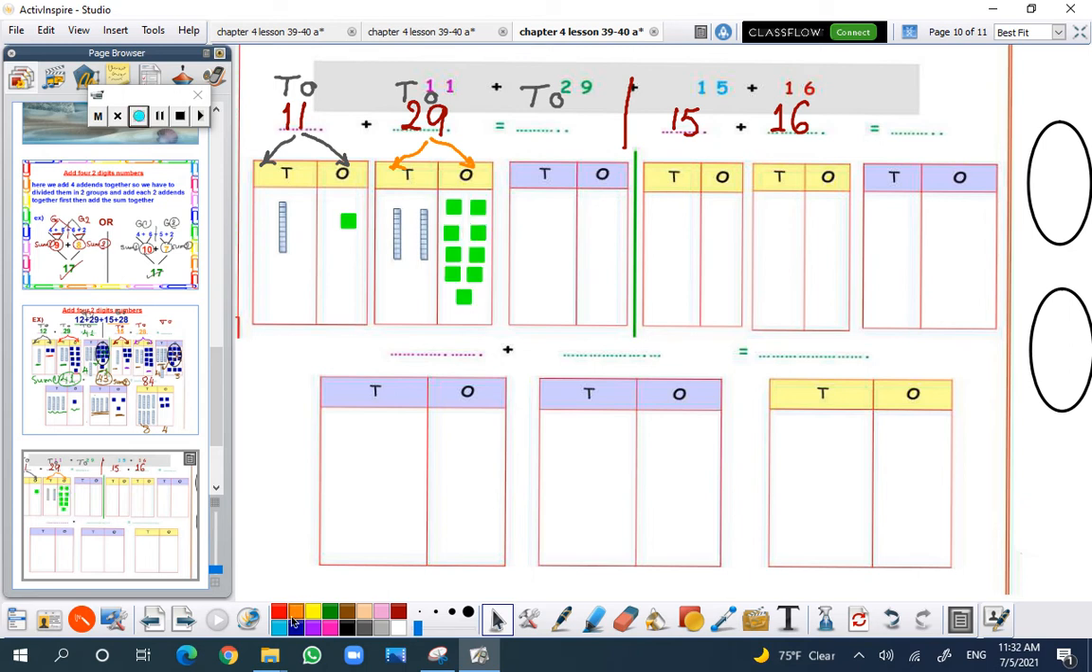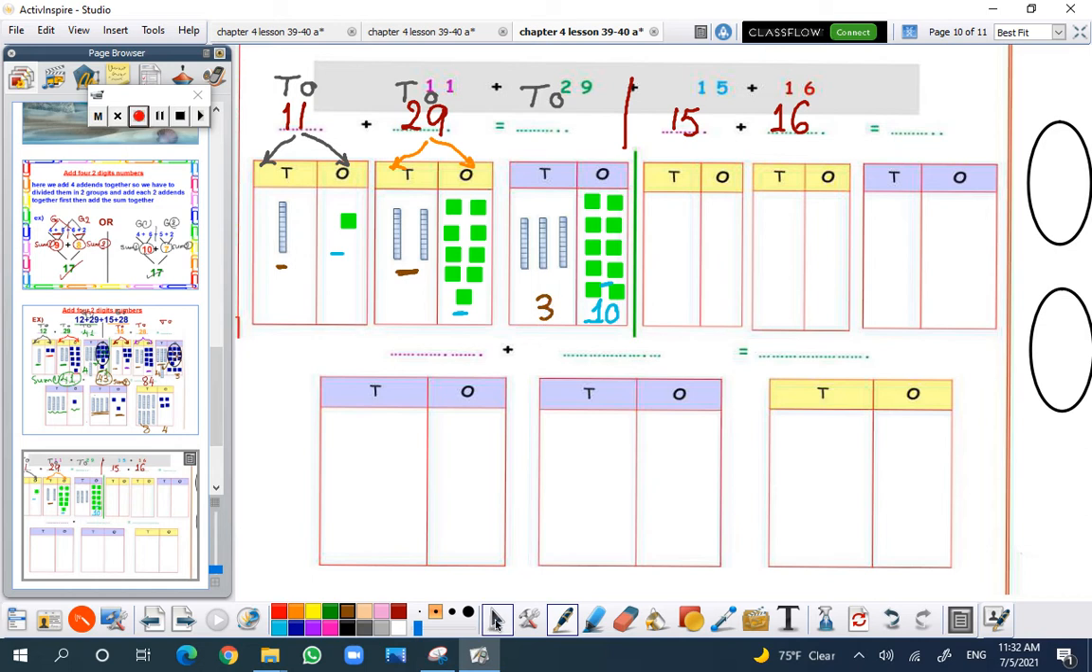Don't forget, we start adding with the ones. So 1 plus 9 equals what? So here I'm going to draw 10 small squares. So draw 10, then write 10. Now let's add the tens together. Here I have 1 plus 2. 1 plus 2 equals what? Excellent, equals 3. So I'm going to write 3.